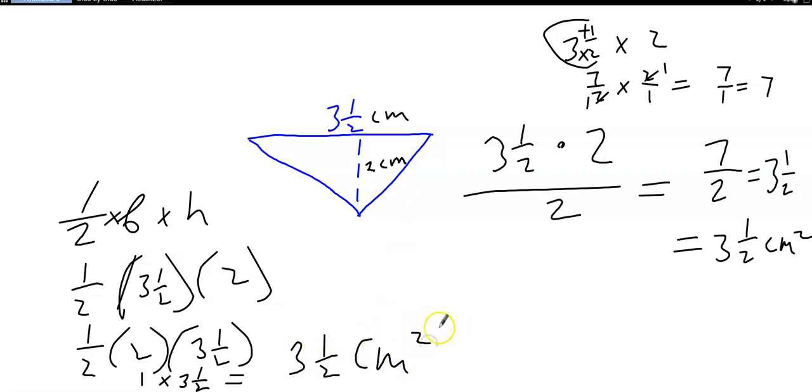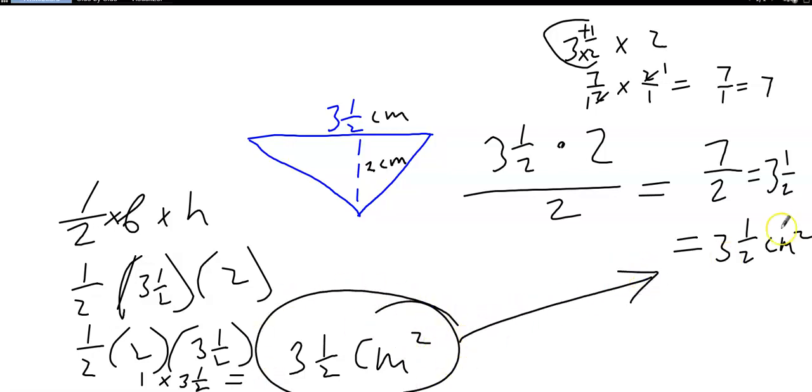Area is squared. 3.5 squared centimeters is the same answer as we got before, doing it the other way by multiplying base times height and then dividing it by 2. Your choice as to which way you want to do it.